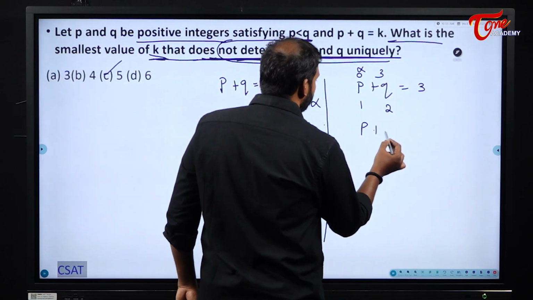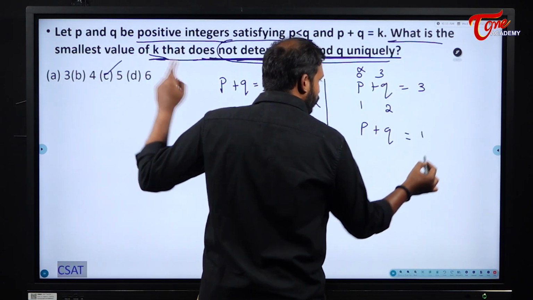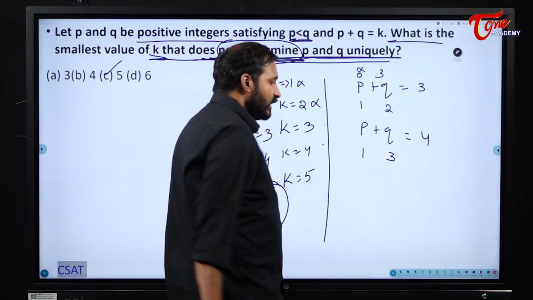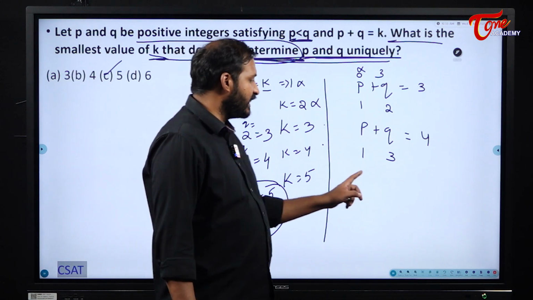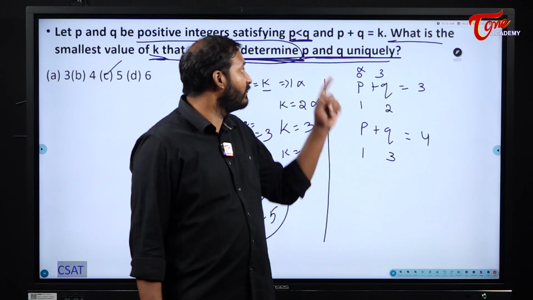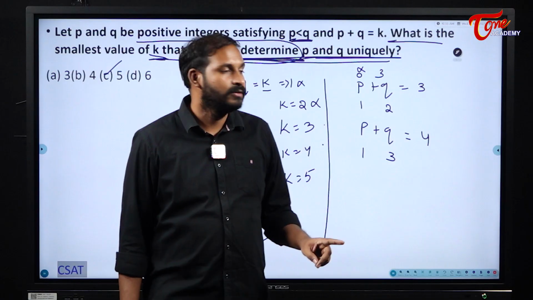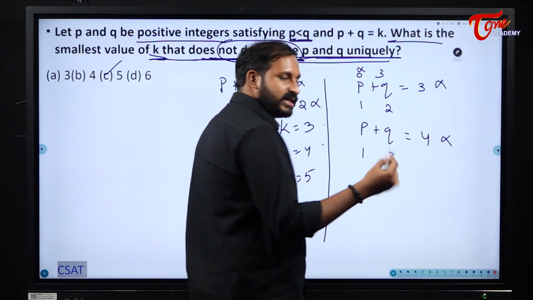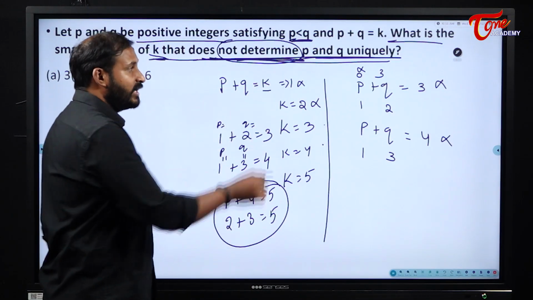Next, p plus q. What is the next option for me? 4. So what are the values of p and q I can take? I can take 1 and 3. Apart from 1 and 3, is there any other choice? Can I take them as 2 and 2? No, I cannot take. Why? Because p value should be less than q. So this choice is also not satisfying the multiple answer case. Here it does not determine non-uniquely.